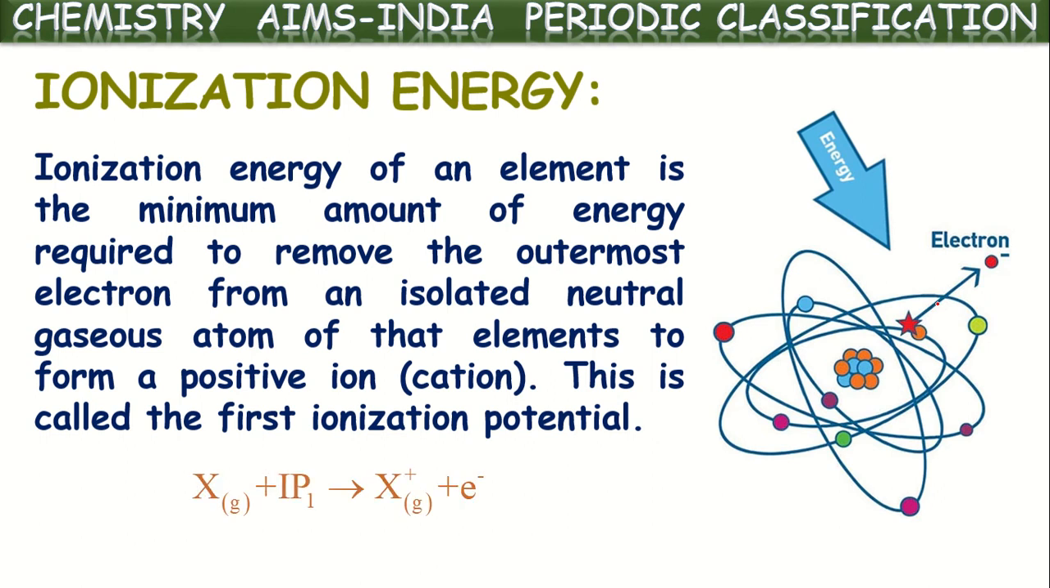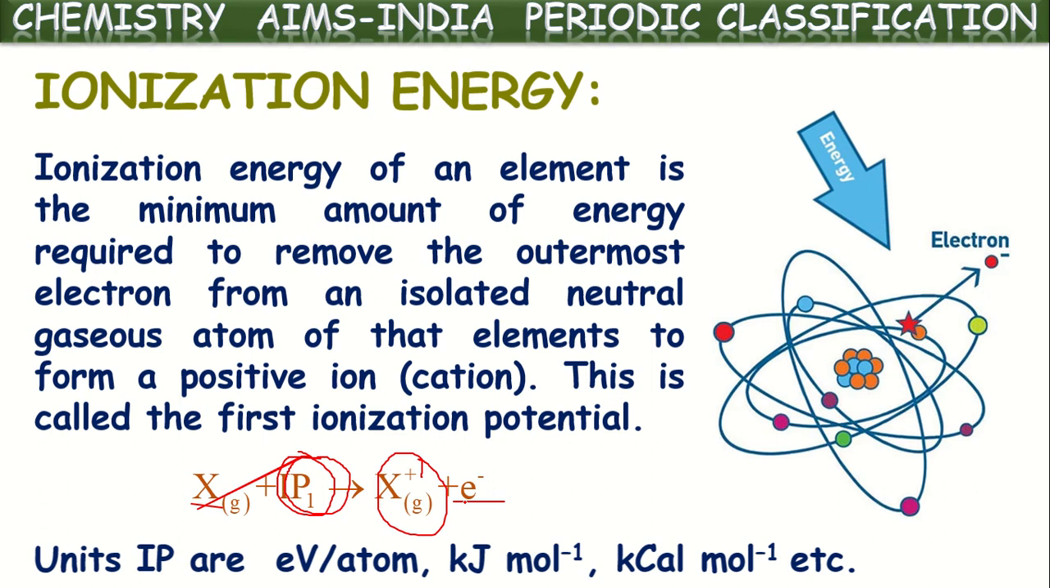Okay, so it can be expressed equationally like this. Suppose an element X is taken in isolated gaseous, atomic form. From that atom, the minimum amount of energy required to remove an electron from its outermost orbital is known as ionization potential. So if ionization potential is given to a neutral gaseous atom, then by taking this energy, that atom will eject an electron and form a positive ion. The amount of energy required by that atom to eject this electron is called ionization potential.